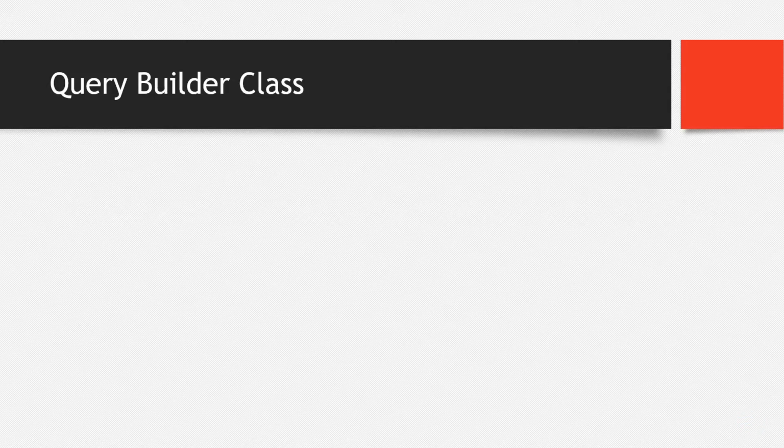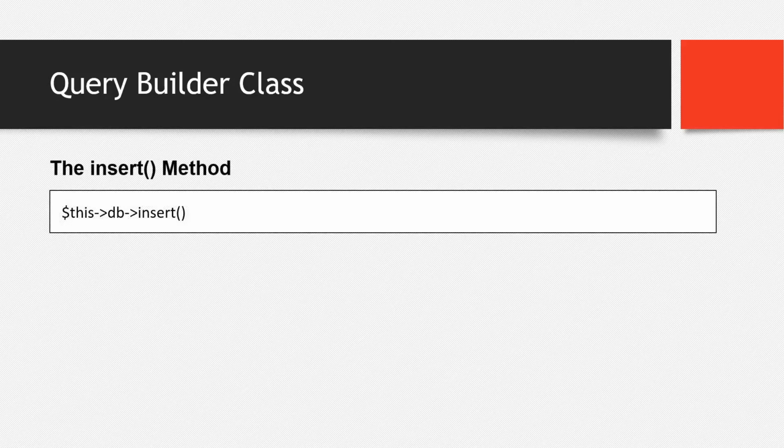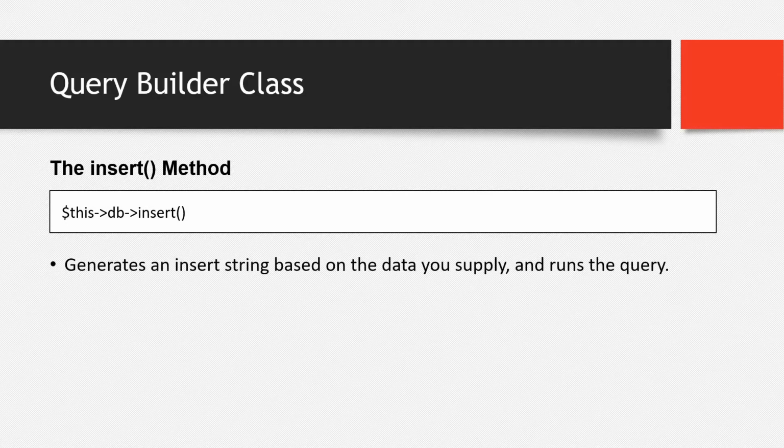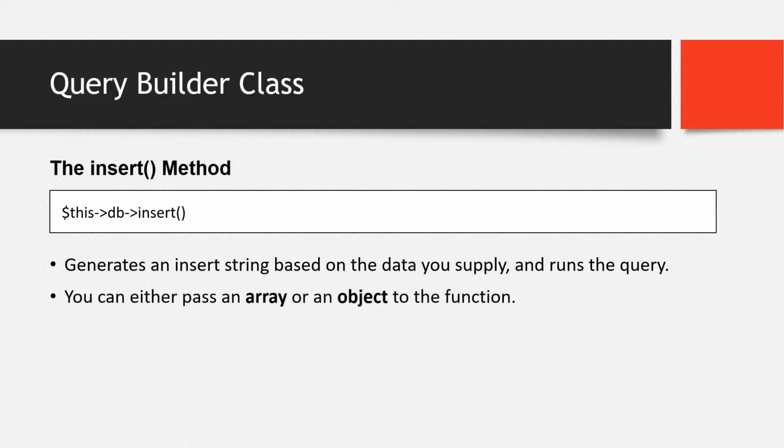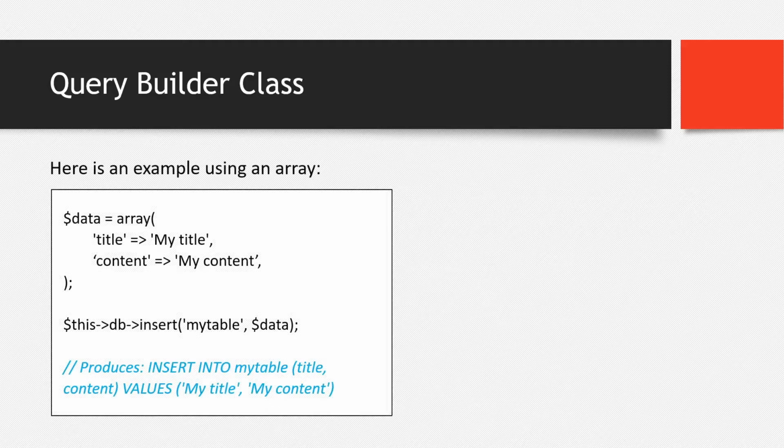Okay, so the second way naman is yung sinasabi natin, query builder class. So the insert method, ito yung ginamit natin kanina. Okay, so generate an insert string based on the data you supply and runs the query. You can either pass an array or an object to the function. So we have here yung sample natin. So yung array or yung associative array natin, which this indicates the field and also this one. Then the value naman yung dito na gusto nating i-insert sa database.